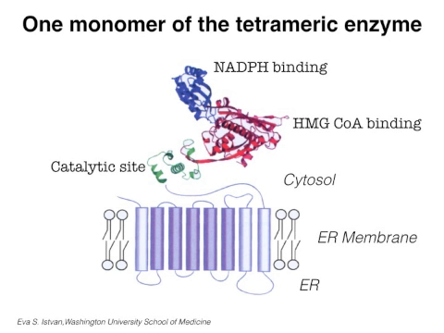Here we see a figure of one monomer of the tetrameric enzyme HMG-CoA reductase. In eukaryotes, this is an integral membrane protein that's bound to the outer face of the endoplasmic reticulum. This represents one of the most highly regulated enzymes in the human body.